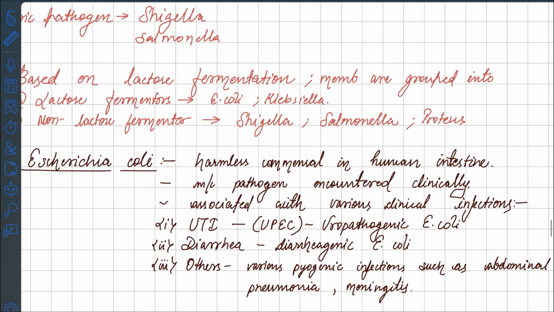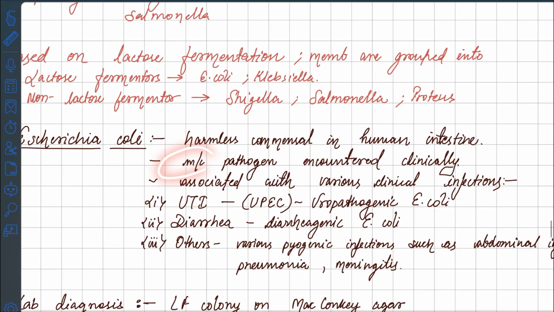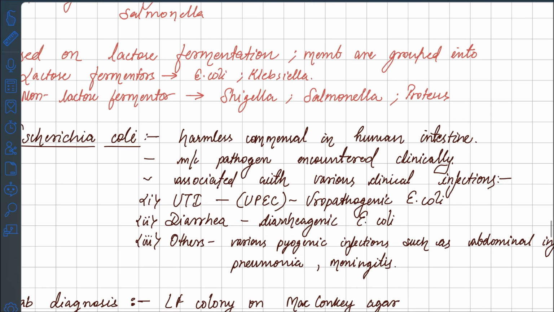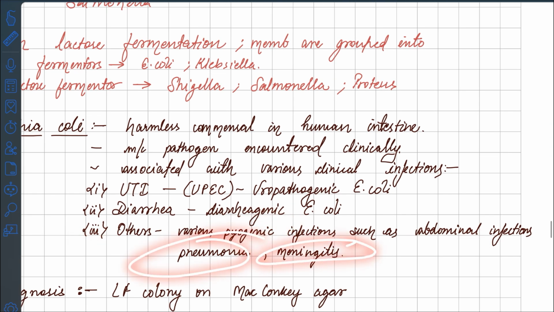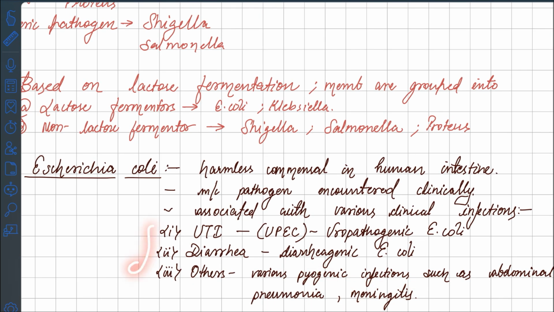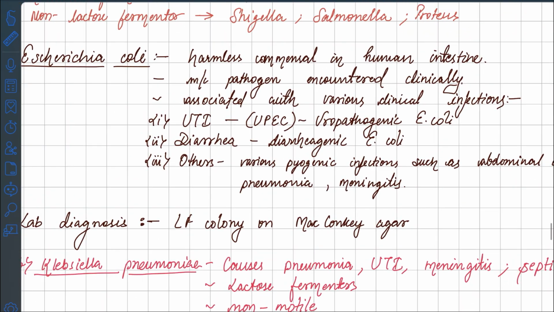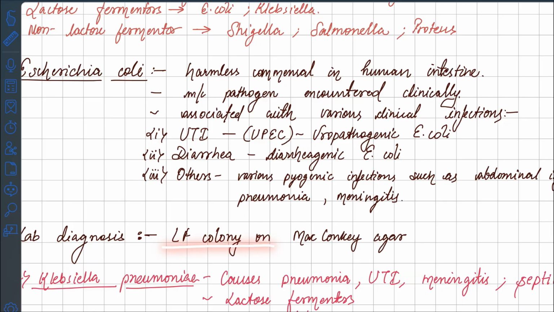Coming to E. coli, they are harmless commensals in human intestine. They are the most common pathogen encountered clinically. They are associated with various clinical infections like UTI, then in uropathogenic E. coli, diarrhea like diarrheogenic E. coli, others like pyogenic infection, abdominal infection, pneumonia, and meningitis. E. coli can cause all of this. Lab diagnosis, we can actually culture E. coli on MacConkey agar.